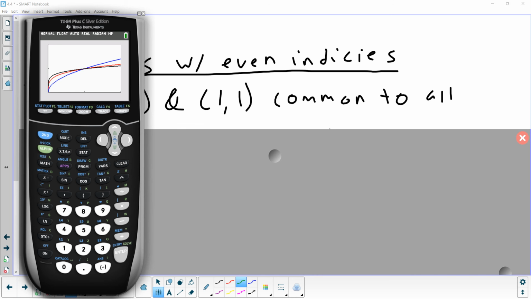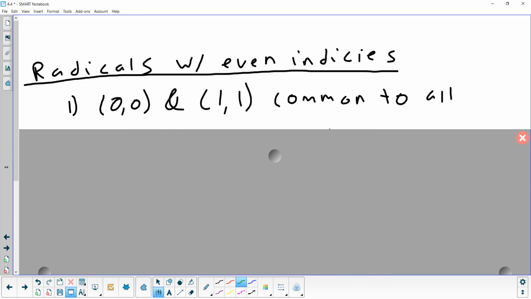So there are 2 points that are common to all roots with even indices, assuming you don't do any transformations. All even roots will go through the origin, and all even roots will go through the point 1, 1. And you can see that here and here. Okay, so that is a point common to all of them.